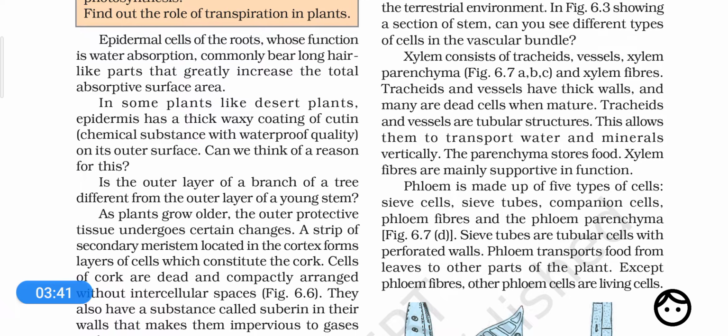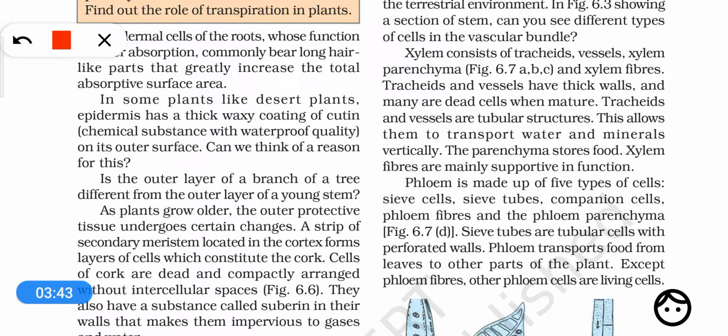Now let's talk about some more features of the epidermis. First of all, the cells of the epidermis are tightly packed together, and they prevent the loss of water, and they also prevent the entry of parasitic fungus into the plant tissues.